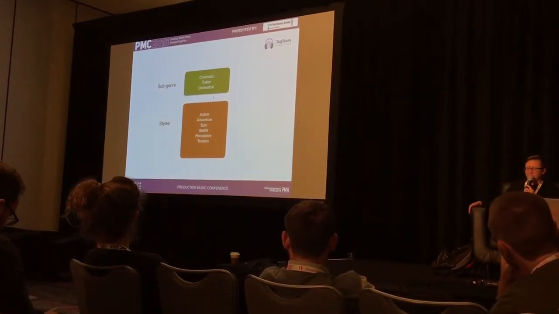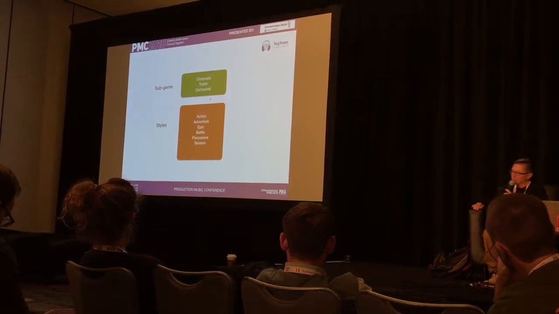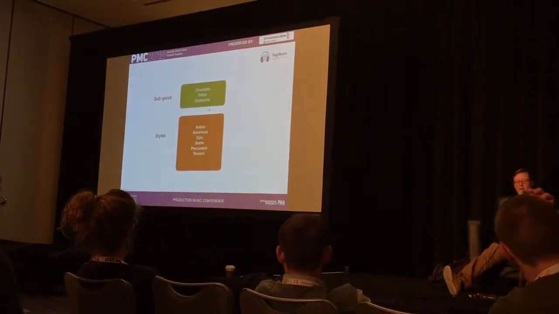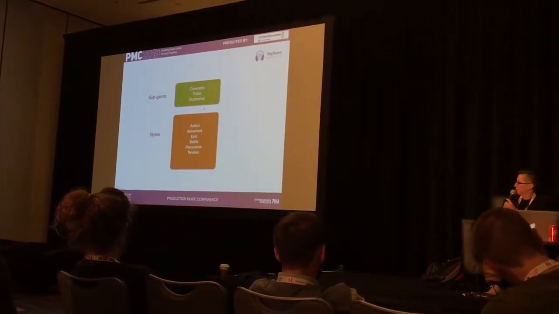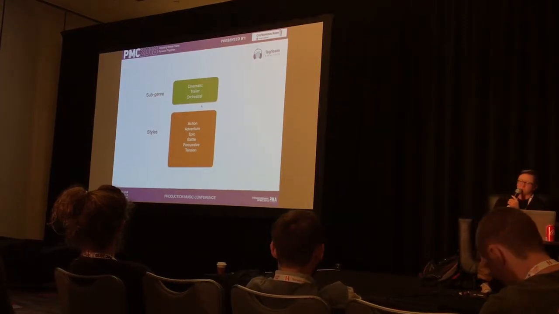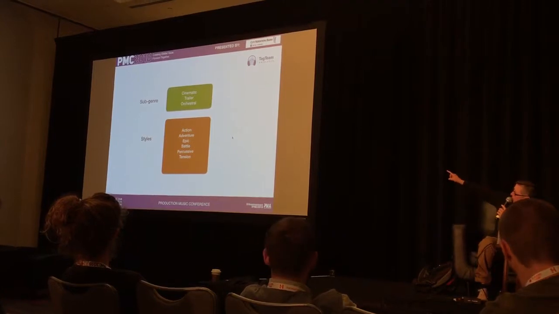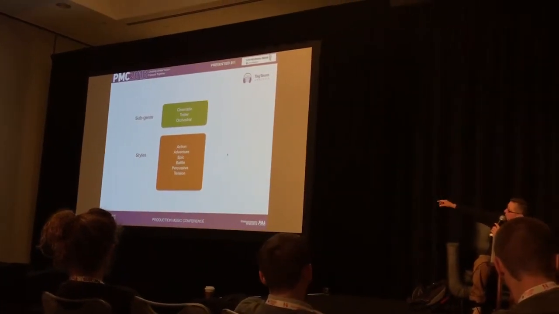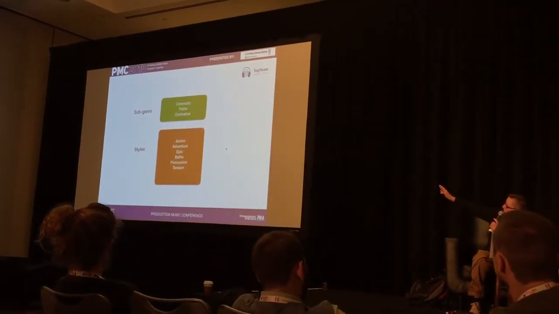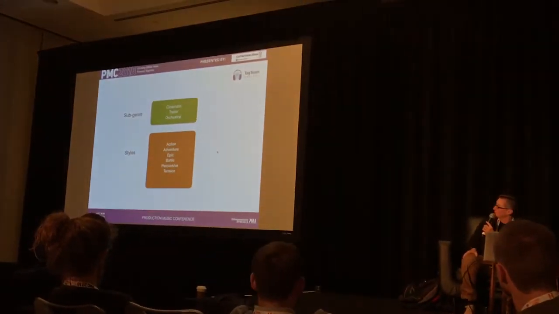And then the subgenre itself and then the styles that correlate. You can use action, adventure, epic, battle, percussive, and tension. Those are all good descriptors for that particular piece. And this is the way subgenres correlate with styles, but it's also another way of doing hierarchical approaches to tagging your music.